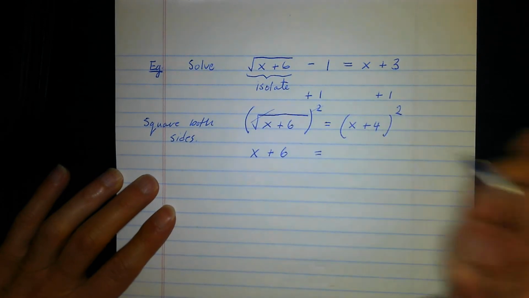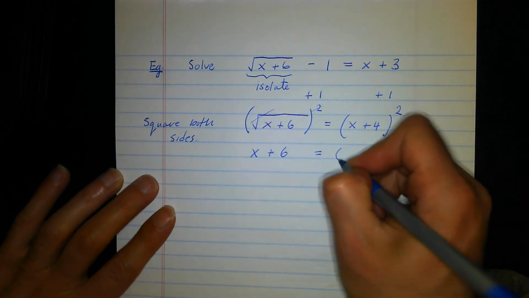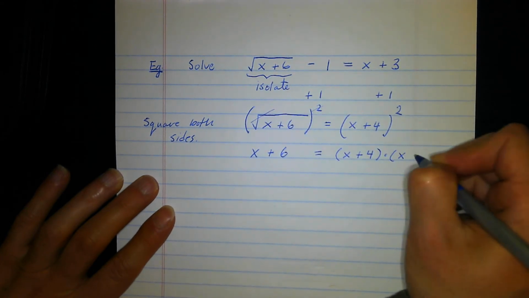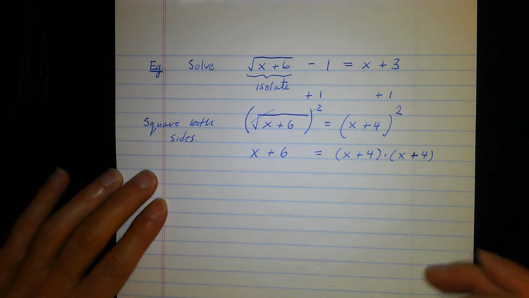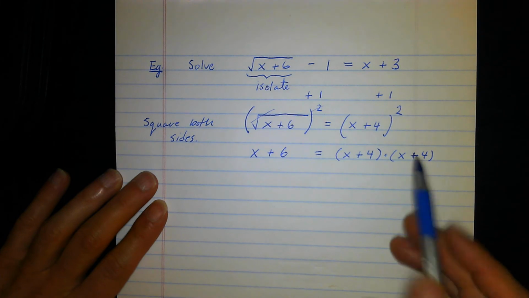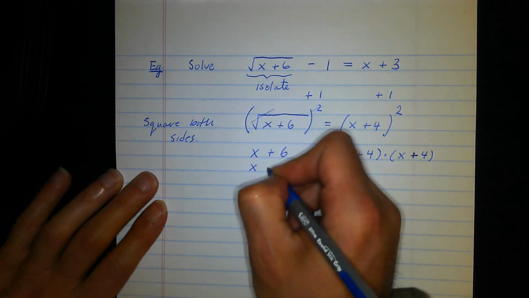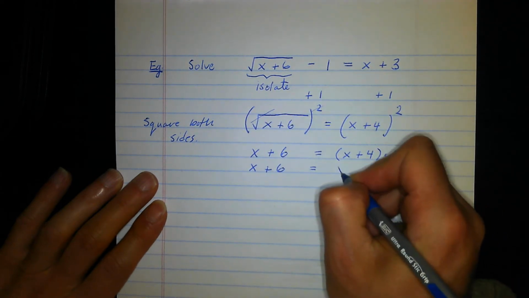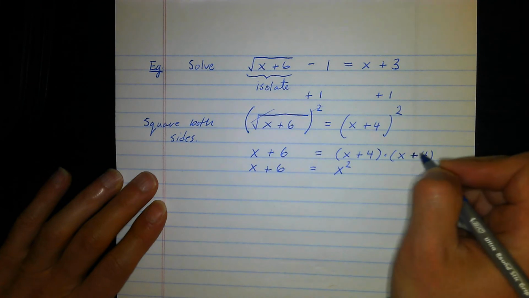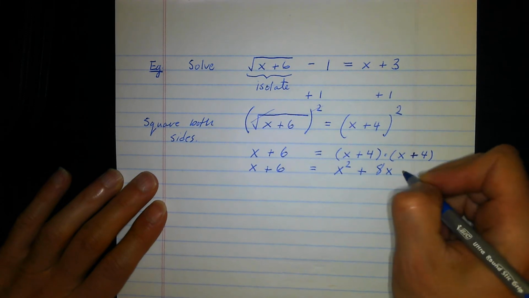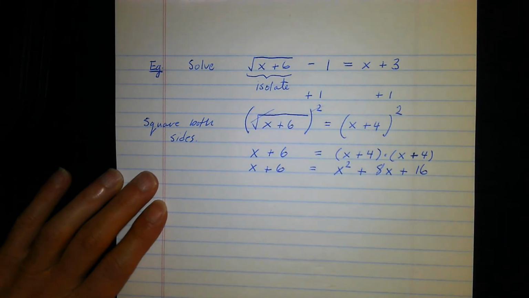Okay, now remember, on the right-hand side, this is equal to x plus 4 times x plus 4. I always stress to my students how this is a perfect square trinomial. You get the middle term twice, right? I get plus 4x from that, plus 4x from that. And I get the middle term twice, so this is equal to x squared plus 4x gives me plus 8x, and then 4 times 4 is plus 16.